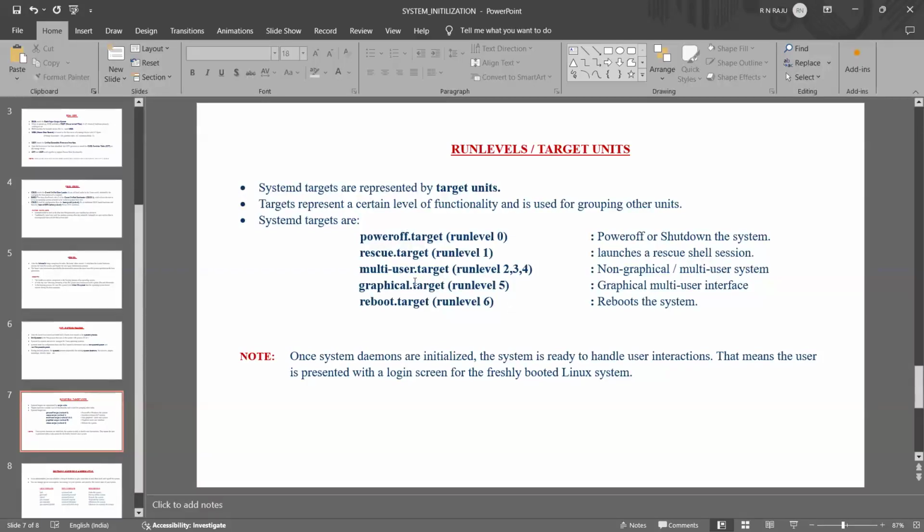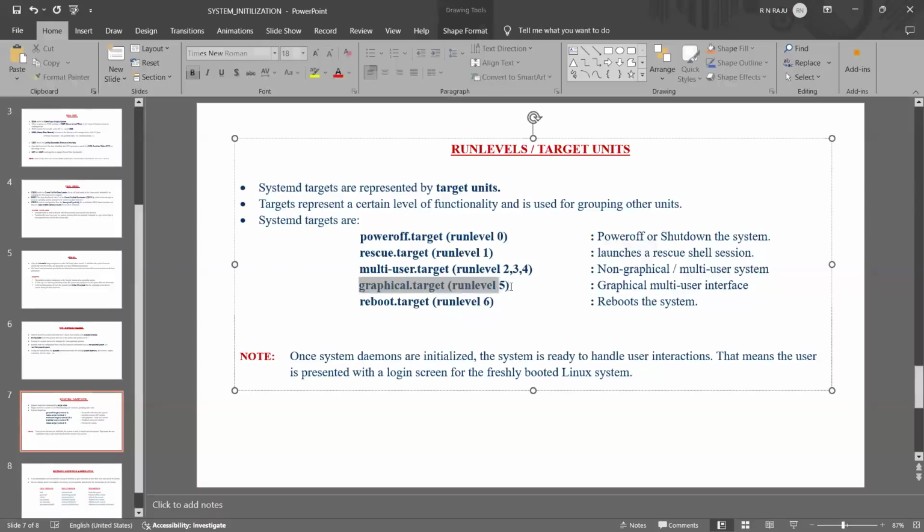But by default, one target group is working. So what is the default target group? If you want to get the OS with a graphical method, then the system runs with the graphical target. If you want the OS in command-line mode, then multi-user target. If you want it rebooting again and again, then we keep run level 6. So based on the default target unit, the OS will come up.